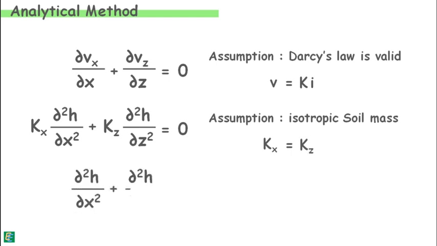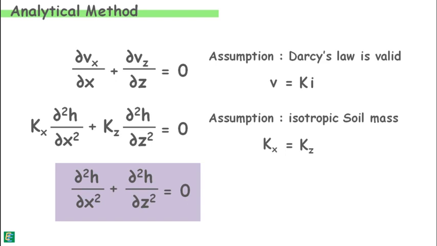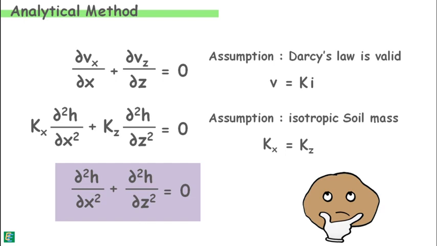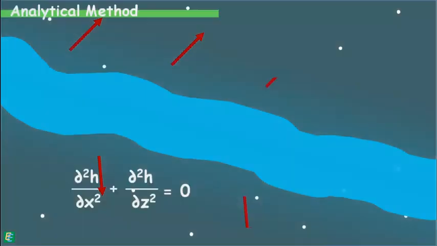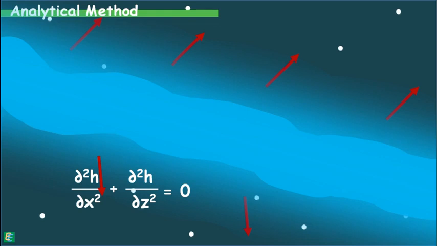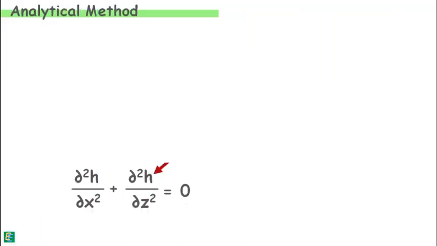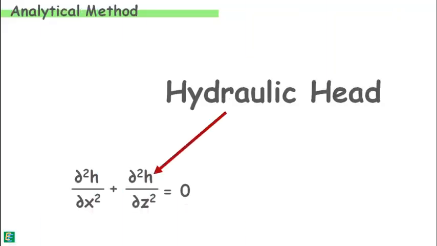So, finally we arrive at this neat and clean partial differential equation. This equation is called the Laplace equation. But what do we have to do with this equation? Well, this equation describes the loss of energy through this space. And in our case, the energy is hydraulic head.